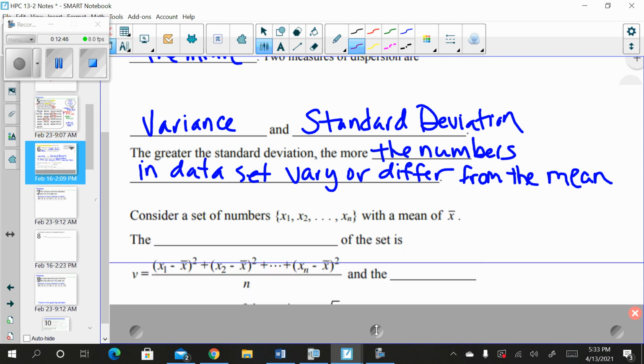So if you have a data set, we're going to talk about how we calculate both of these. They're going to use x1, x2, xn, those are your data values. That's the data in your data set, whatever your numbers are. We have a symbol for mean. I probably should have said that back there. It's the X with the little line over it.